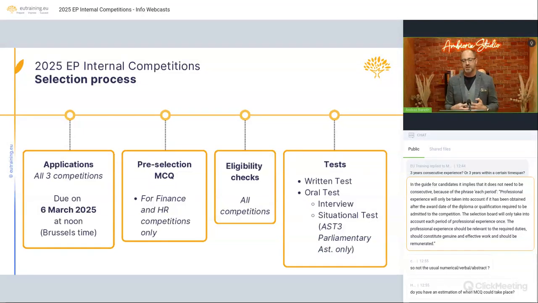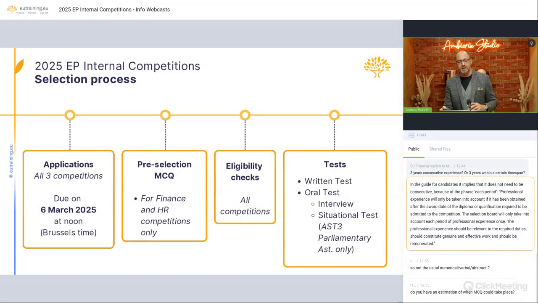And then come the tests. So tests are essentially two parts. There's the written test and there's the oral part. The written test, I'm going to describe in a couple of words what you can expect and how you can prepare for that, and also what sort of resources we have on our website, which we are now adapting for this particular competition to be sure that we fully correspond to the expectations of the selection board.